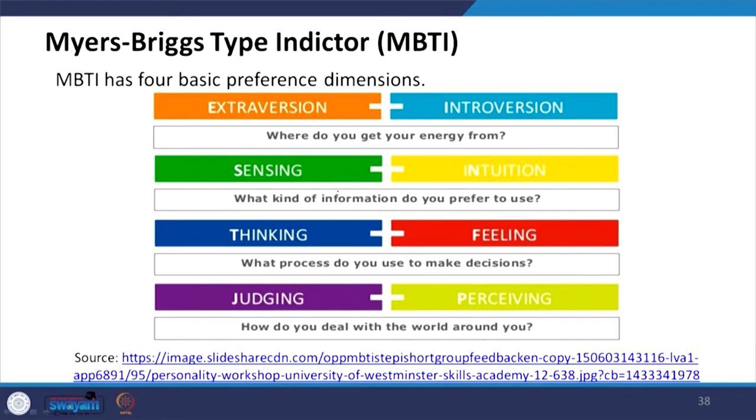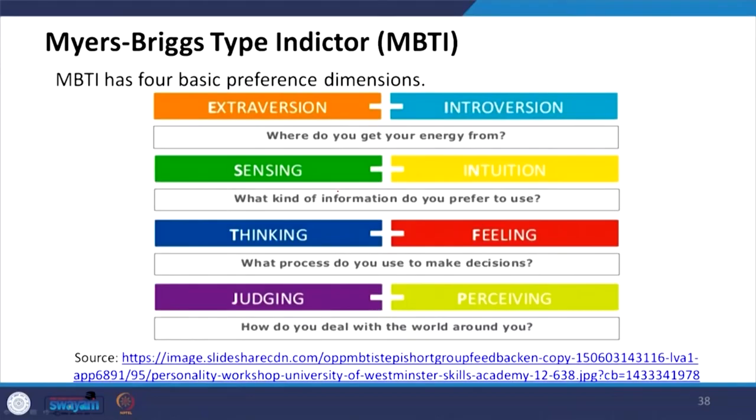So these are the personality preference dimensions, and with their help one can decide what type of typology a person belongs to. A person may have either extroversion or introversion, sensing or intuition, thinking or feeling, judging or perceiving. And with this there will be different combinations, and on the basis of the combinations the person's personality typology will evolve.